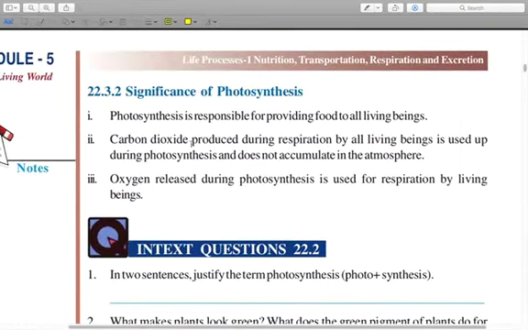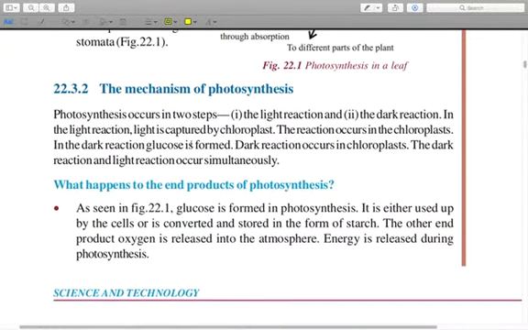So, mechanism of photosynthesis. Photosynthesis occurs in two steps. The first one is the light reaction, and the other one is the dark reaction. These are the two steps involved in photosynthesis.